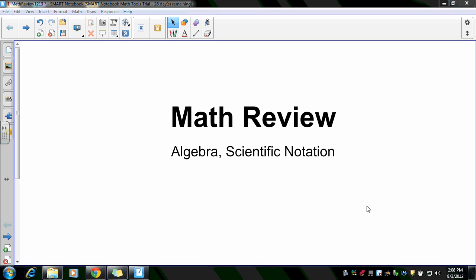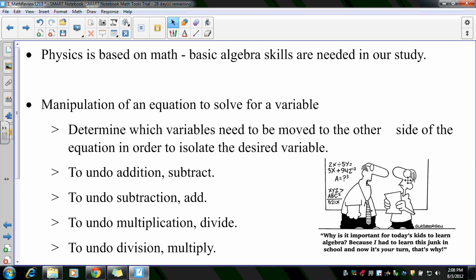We're going to do a little bit of reviewing in math, specifically algebra, so just solving equations and scientific notation. The reason why is because physics is based on math. There is quite a bit of math in here, and so yay for those that love plug and chug type equations where you know what you're given, you plug them in, you're good to go.